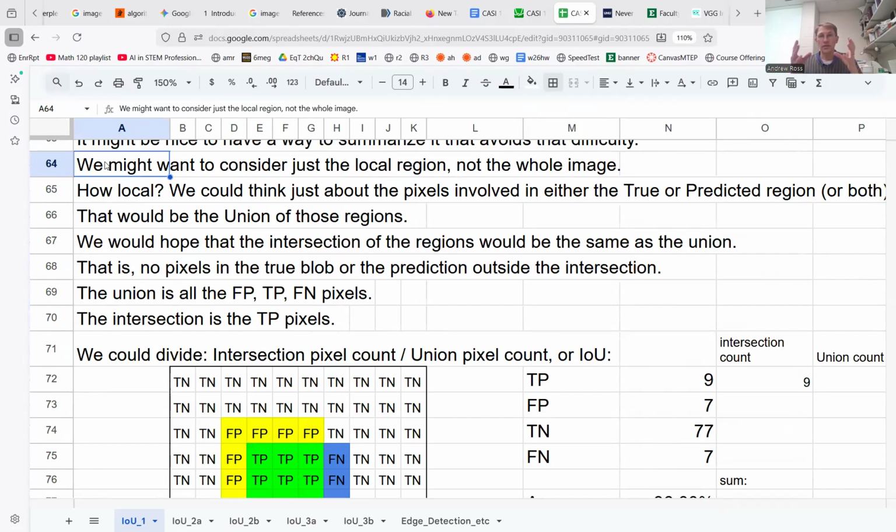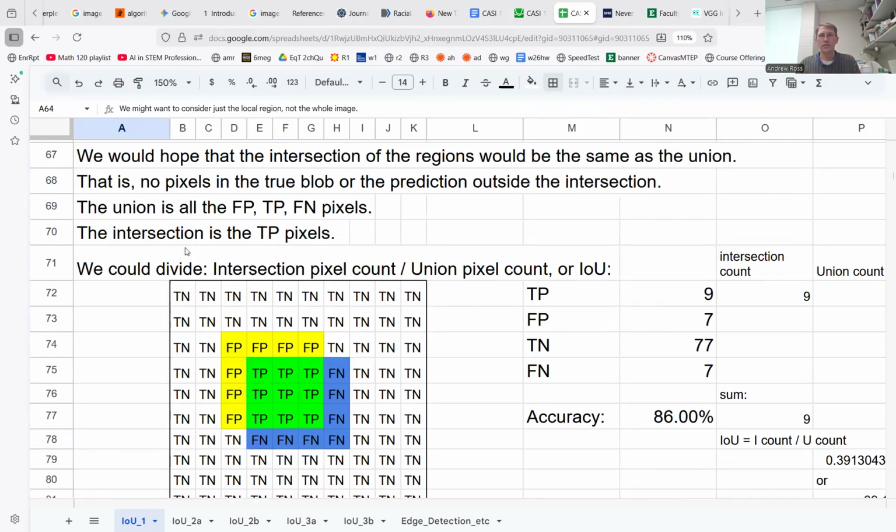That would be the union of those two regions, the things in this or that or both. We would hope that the intersection of the regions, that is, the things that were in both true and predicted, would be the same as the union. That is, we would want no pixels in the true blob or in the prediction that were outside the intersection. The union is all the false positives, true positives, and false negative pixels. The intersection is all the true positive pixels.